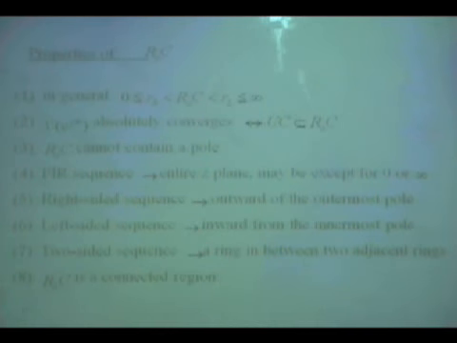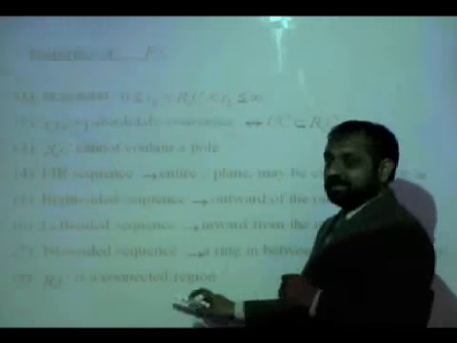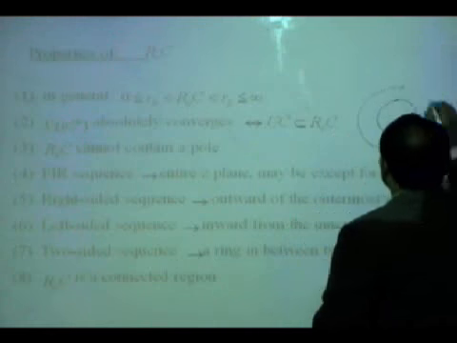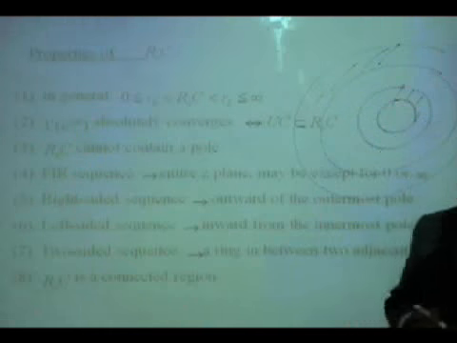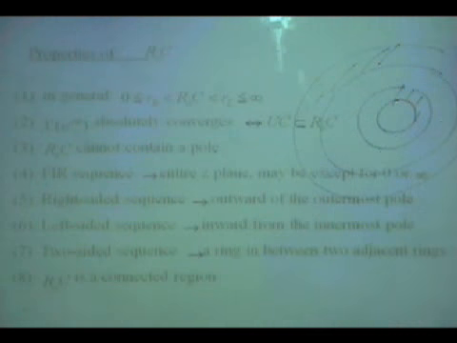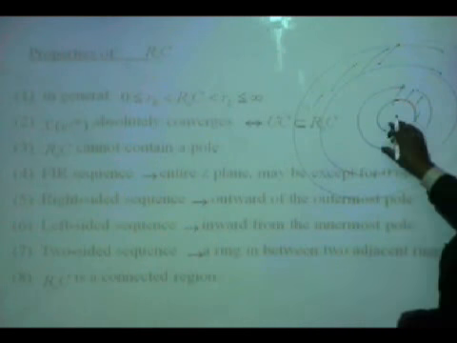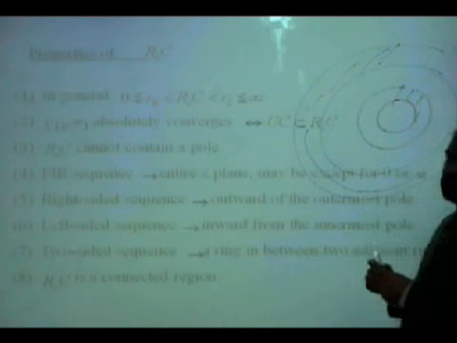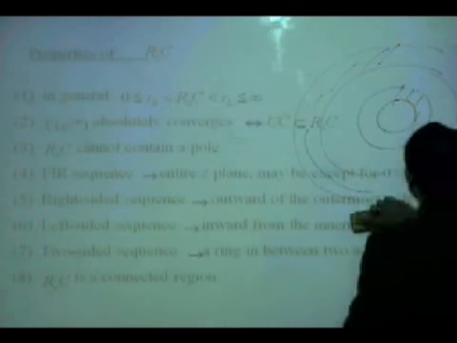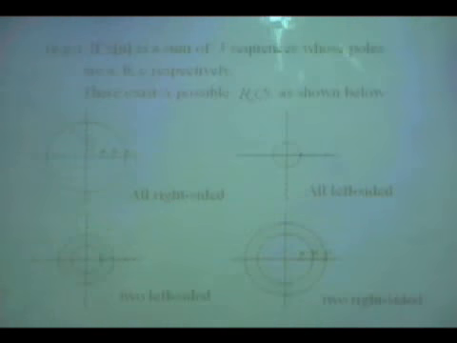For a two-sided sequence, it will be a ring between two adjacent poles, one for the right-hand side and the other for the left-hand side sequence, and it is a connected region. You cannot say this ring and this ring are the region of convergence. No, it is not possible. It has to be a connected region. Region of convergence cannot be disconnected. Okay, so these are some important properties.